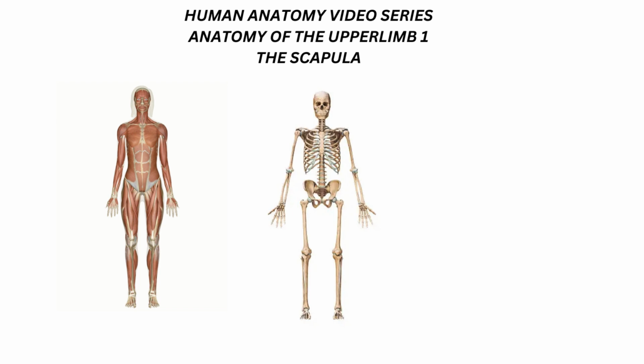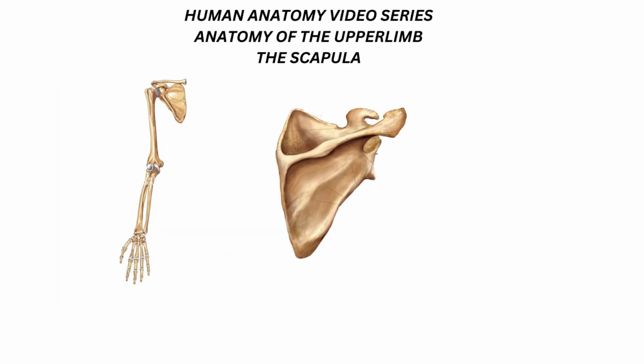In this human anatomy video series, we will be reviewing human anatomy from head to toe, divided into various sections and subsections. In this series, we will be discussing anatomy of the upper limb. This will be in sections for easy comprehension, starting with the bones of the upper limb. At the end of each section, there will be tutorial or quiz questions with answers. Let's start with the scapula.